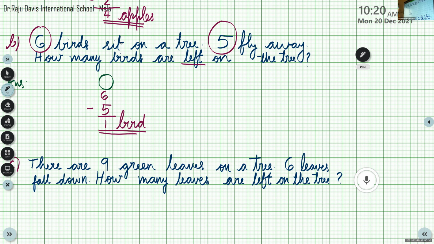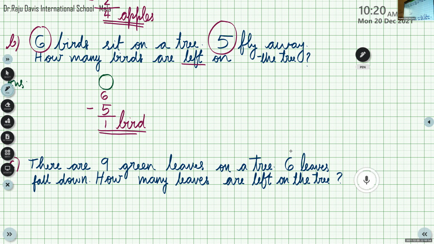There are green leaves on a tree. So what's the number of green leaves on a tree? And the answer is 9. Very good. Now read the next sentence. 6 leaves fall down. How many leaves fall down? 6. So we can round the number 6.